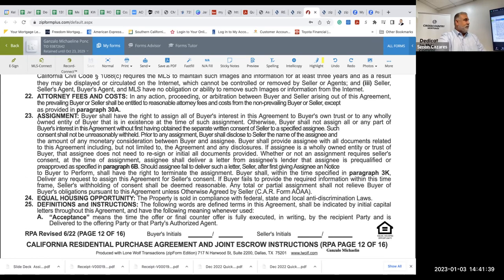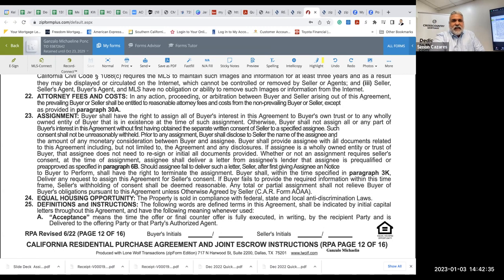So, clause 23 right here. You guys see this? Assignment. Buyer shall have the right to assign all of buyer's interest in this agreement to buyer's own trust or to any wholly owned entity, like a corporation or LLC, that is in existence at the time of such assignment. Otherwise, buyer shall not assign all or any part of the buyer's interest in this agreement without first having obtained the separate written consent of the seller to a specified assignee. So remember, you have to distinguish what this means. Yes, you can assign it, but you have to get approval if you're going to assign it to a different party.